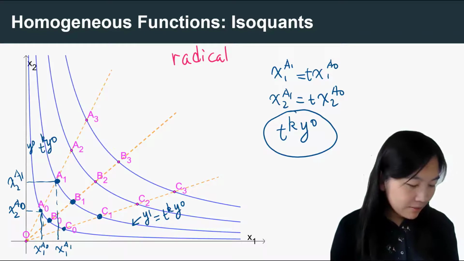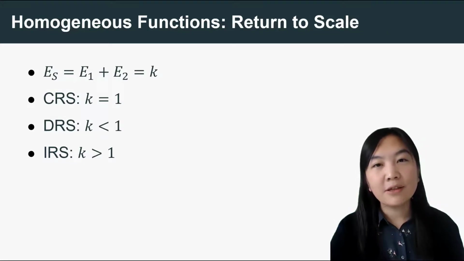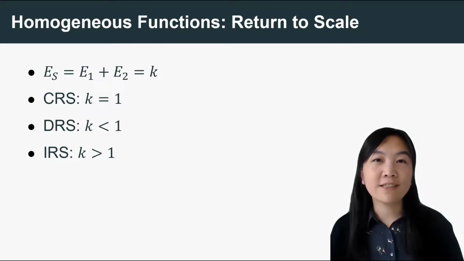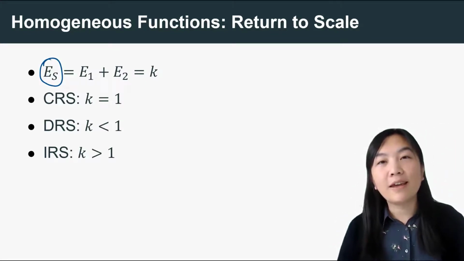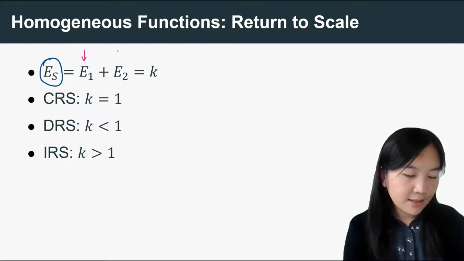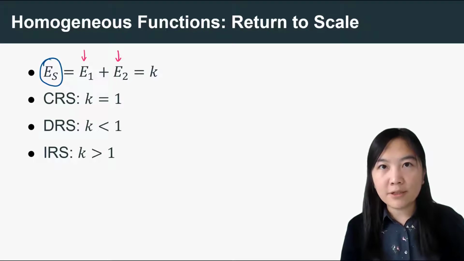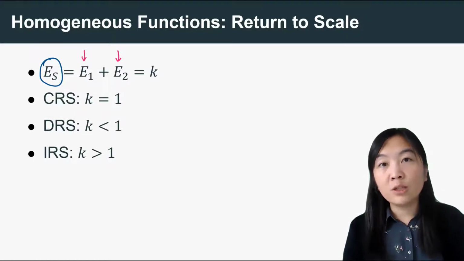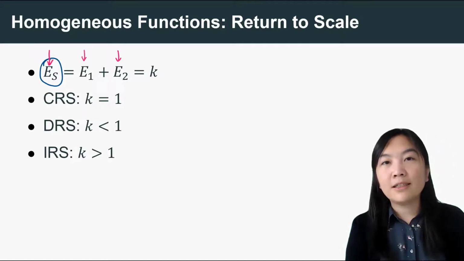And the second property is about the returns to scale of homogeneous functions. Here, ES is the elasticity of scale. From last lecture, we learned that ES is equal to the sum of the two partial elasticities of production, E1 and E2, which you can also call the factor elasticities. So the total elasticity of production is ES, the two partial elasticities are E1 and E2, and ES equals E1 plus E2.